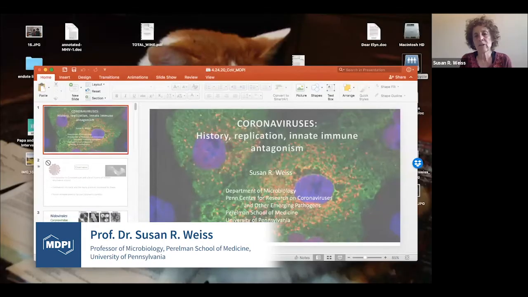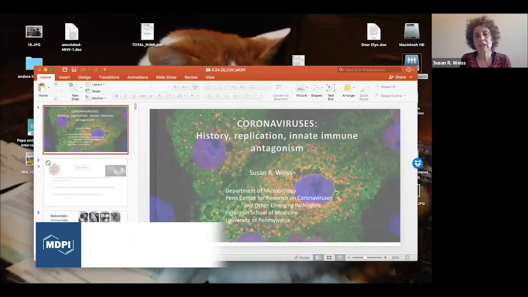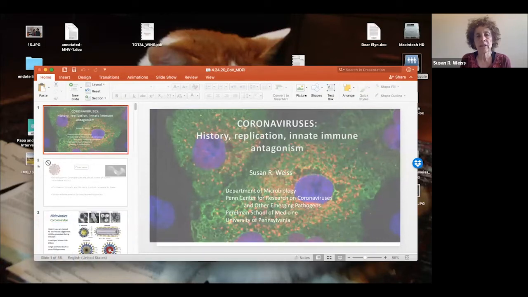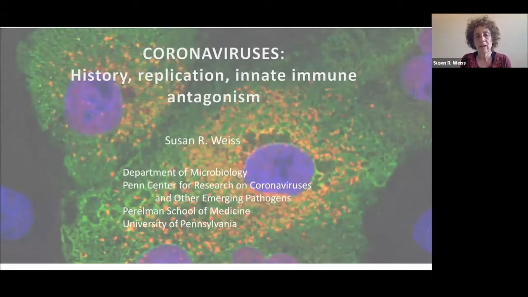Okay, so I'm going to give a very introductory lecture to coronaviruses, divided into three parts. I'll give a brief history of coronaviruses with a focus on the human viruses, then talk about the biology of the viruses, of the replication or life cycle, and then talk a little bit about the ability of coronaviruses to antagonize innate immunity, and that'll include some work from my own lab. The rest of it will be history and background information.